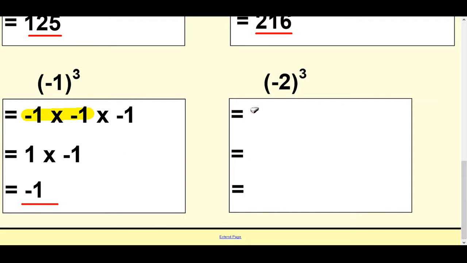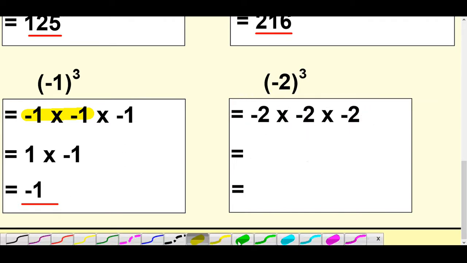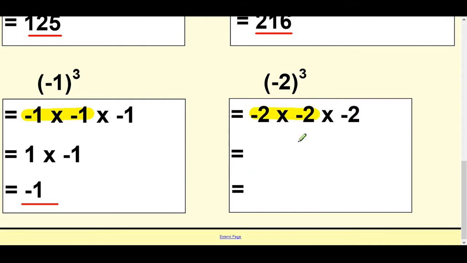Okay, negative 2 cubed. Negative 2 times negative 2 times negative 2. Think about this bit first. So that's negative 2 times negative 2 gives you positive 4. But you've still got to times by this minus 2 at the end. And that's going to give you negative 8.